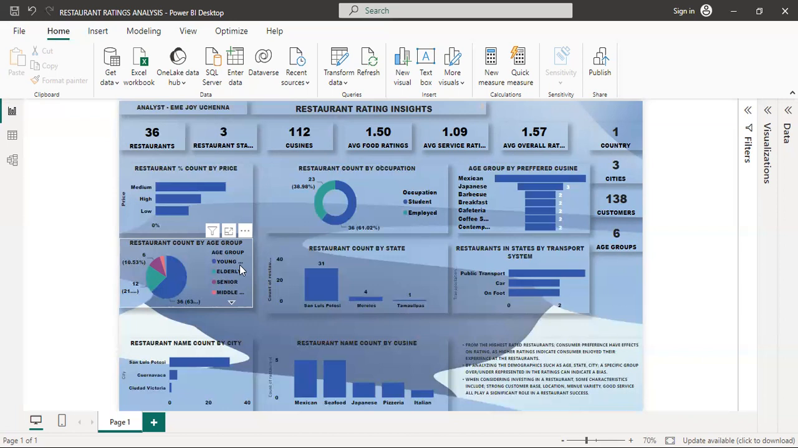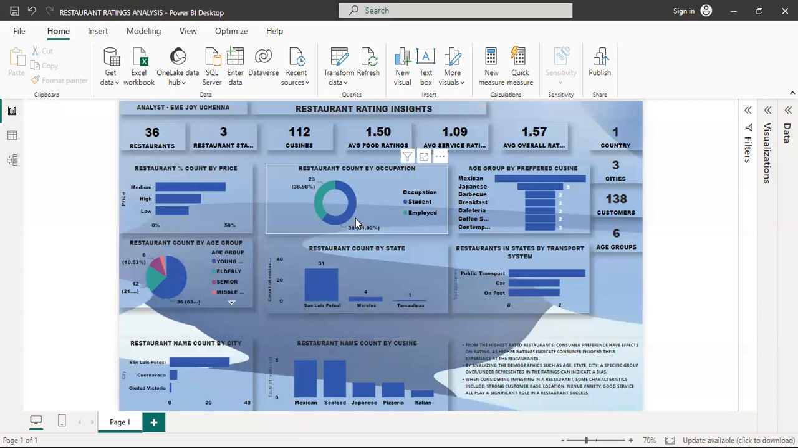Restaurant name by city. This visualization shows the names of restaurants grouped by the cities they are located in, with San Luis emerging as the highest. Restaurant name by cuisine. This visualization displays the count of restaurant names categorized by cuisine types. It helps identify the most popular cuisines among the restaurants in this data set, with Mexican emerging the highest.